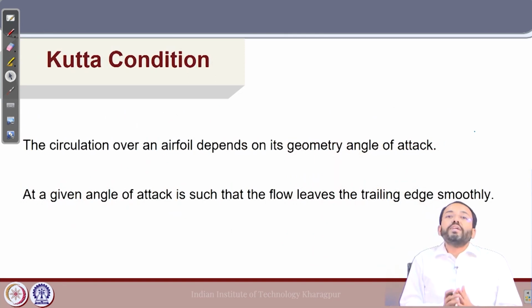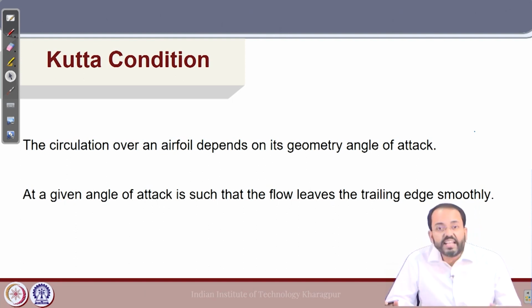Now, the circulation over an airfoil depends on its geometry as well as angle of attack. We have seen that a symmetric foil generates lift only at a finite value of angle of attack. At positive angles of attack, it generates lift, and that depends on the airfoil geometry. But for a cambered foil, there is a circulation around the foil because of its geometry, and even at 0 angle of attack, it generates lift.